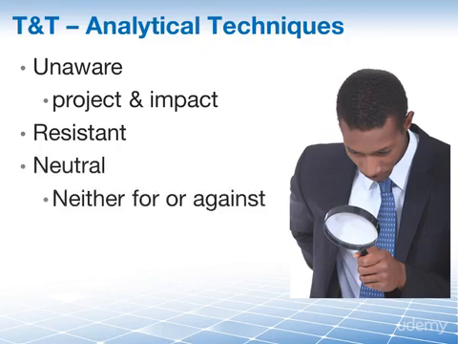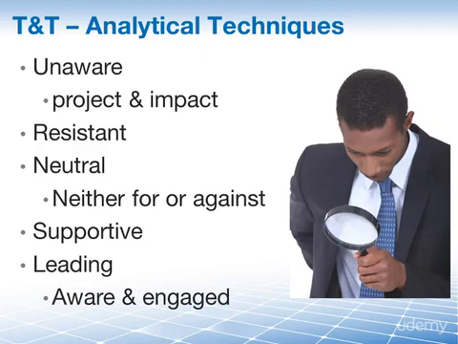Next, we have the neutral ones. They're aware of the project and its impact, but they're neither supportive nor against our project. And then, of course, we have the supportive stakeholders who are aware of the project and its impact and will support it. And then finally, we have the leading ones. They are aware of the project and its impact, and they're actively engaged in supporting it. Sometimes these leading stakeholders are also called champions. Once the level of engagement for each stakeholder is analyzed, the information is input into the stakeholders' engagement assignment matrix, which we'll look at in a separate lesson.